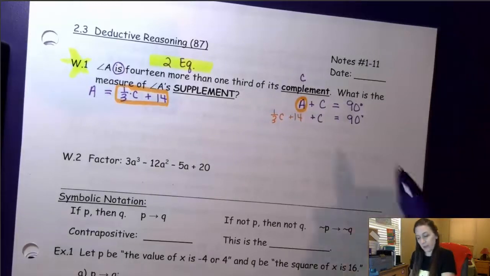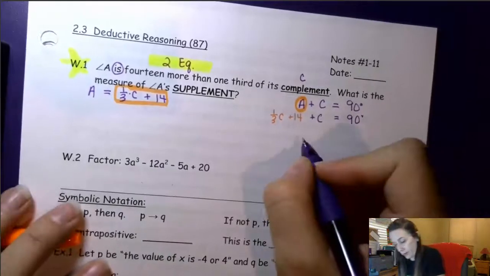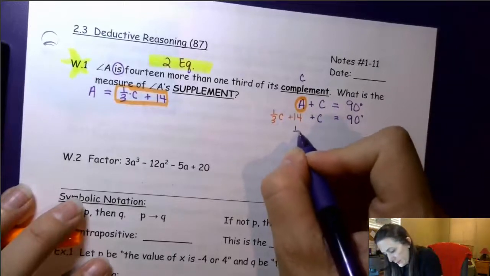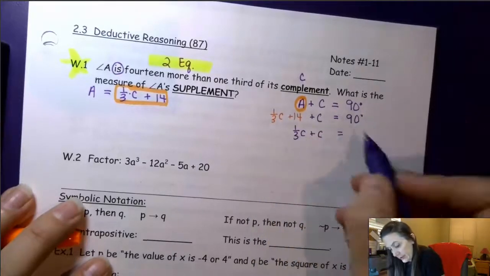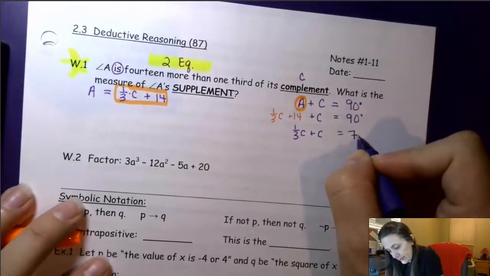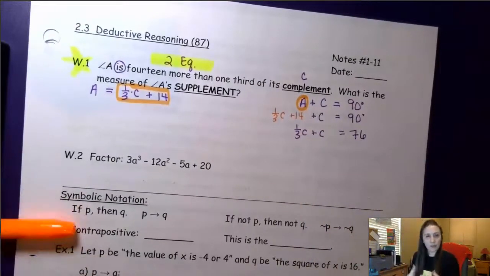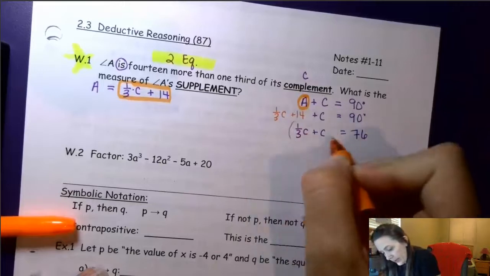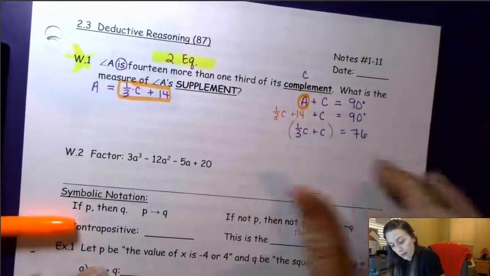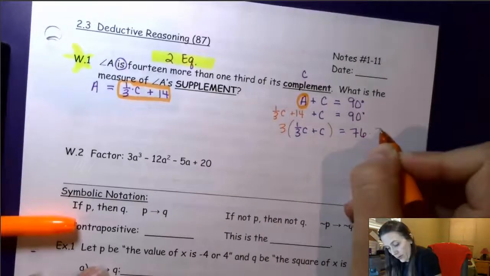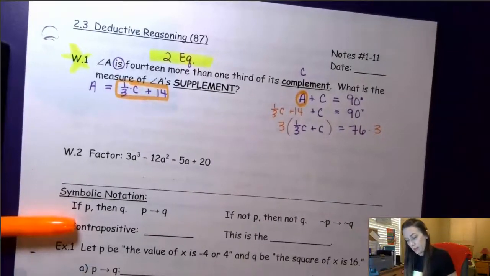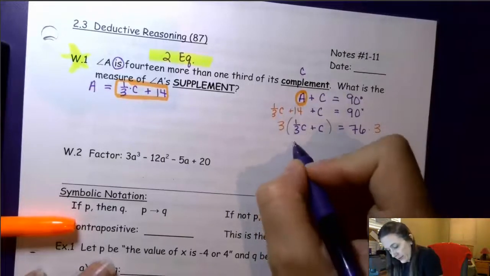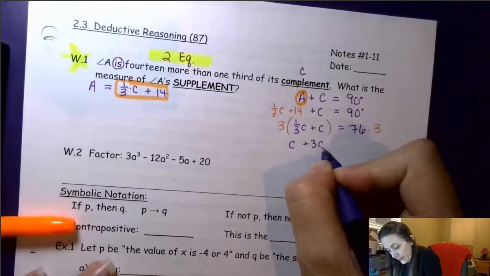Probably what I would do first is just to simplify a little bit. I'm going to subtract 14 over. So I have 1/3 C plus C equals 90 minus 14, which is 76. Now I have fractions, and I prefer fractions to decimals most of the time, but I still want to get rid of them. In order to clear the fraction, I am going to multiply both sides by that denominator. If I multiply everything by 3, I'm going to be able to get rid of that. When I distribute that 3 here, I end up with C plus 3C.